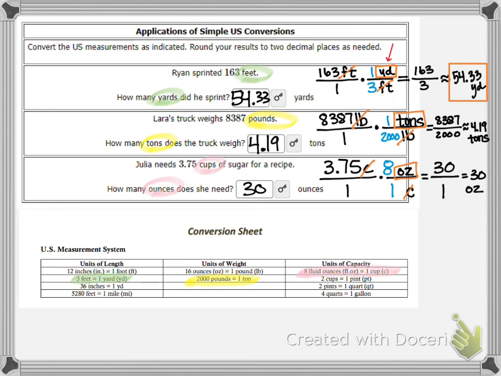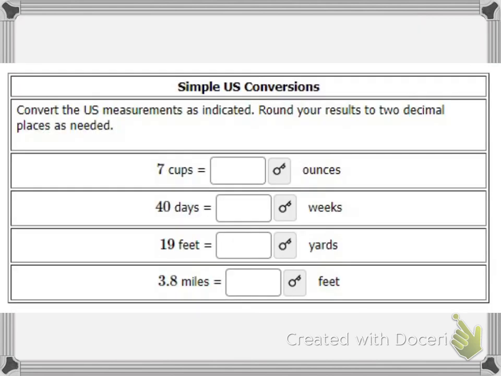So on the next slide, I have 4 more sample problems for you. In the first example, you're converting from cups to ounces, then from days to weeks, then from feet to yards, and then from miles to feet. So definitely make sure you have a copy of your conversion sheet, all your conversions, while you're completing these 4 problems. Then you can either take a screenshot of this and show your work on your iPad, or you can just copy this onto a sheet of paper and scan and upload it for your 2 bonus points.